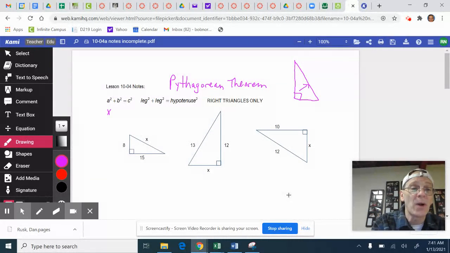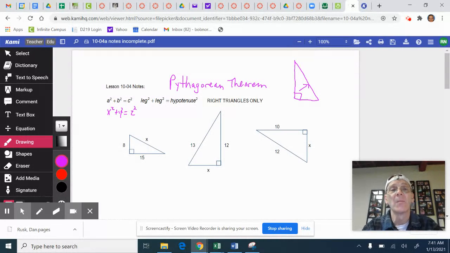They can be X, Y, and Z. X squared plus Y squared is equal to Z squared. You can use absolutely any letters at all, but the one letter that's by itself on one side of the equation must always stand for the hypotenuse of the right triangle.